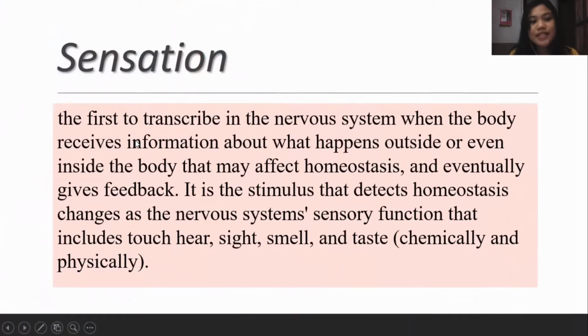The sensation is the first to transcribe in the nervous system when the body receives information about what happens outside or even inside the body that may affect homeostasis and eventually gives feedback. It is the stimulus that detects homeostasis changes as the nervous system's sensory function that includes touch, hearing, sight, smell, and taste, chemically and physically.